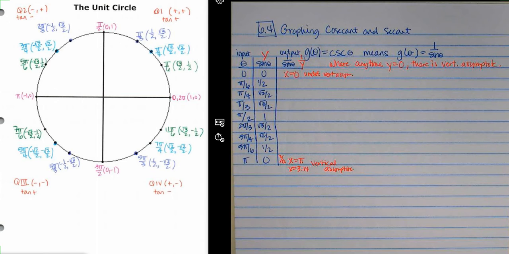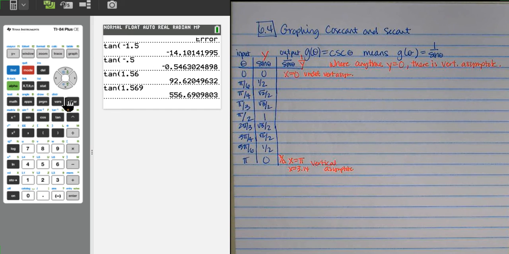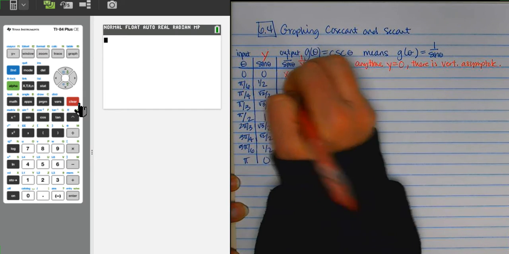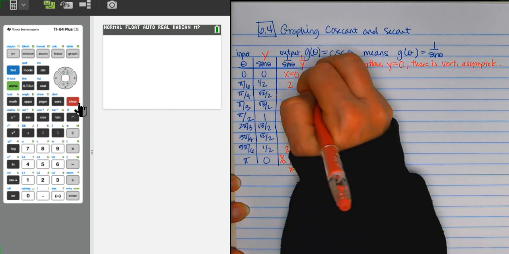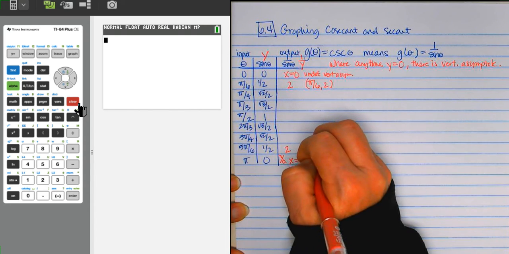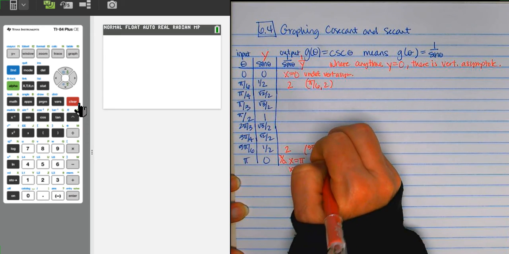Now some of these are decimals, so maybe we want to plug in our calculator so that we can get the value. I think we can probably do 1/2, okay? If we flip over 1/2, we get 2. This 1/2 will also be 2. So this is the point pi over 6, 2. This is 5 pi over 6, 2.